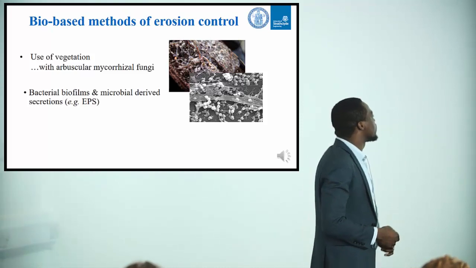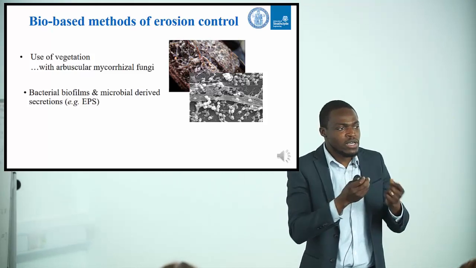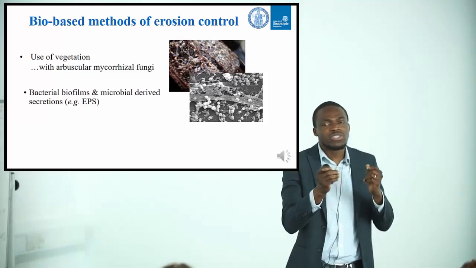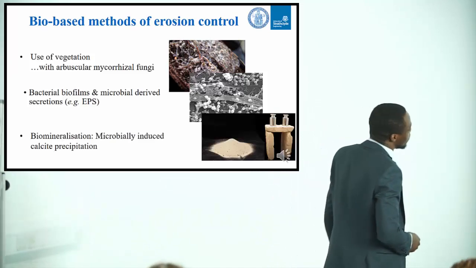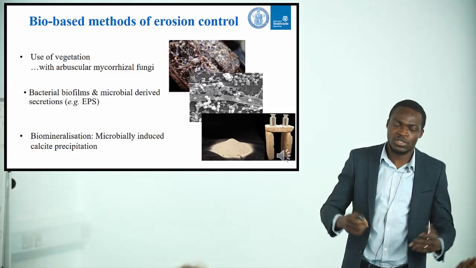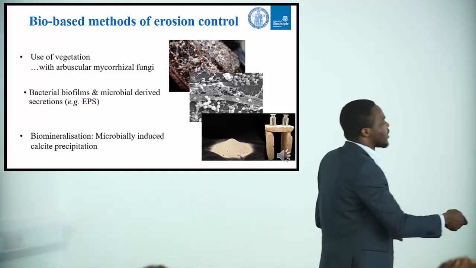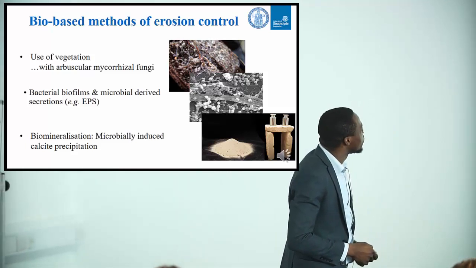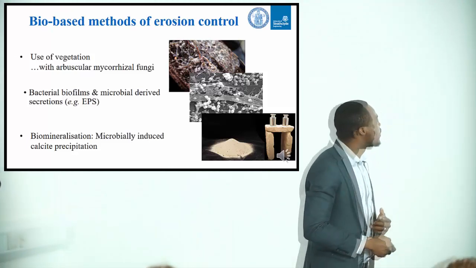There are also studies, few of them, that have looked at the use of bacterial biofilms and microbially derived exudates, such as the exopolymeric substances, which also have some binding effects on soil particles, thereby reducing the loss of these particles. And more currently and popular, we have microbially induced calcite precipitation, which is a type of biomineralization that is being used now to basically turn things like sand into sandstone, getting soil really held together and reducing what happens with erosion.